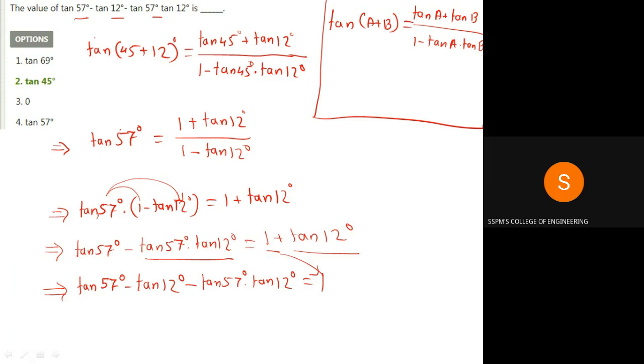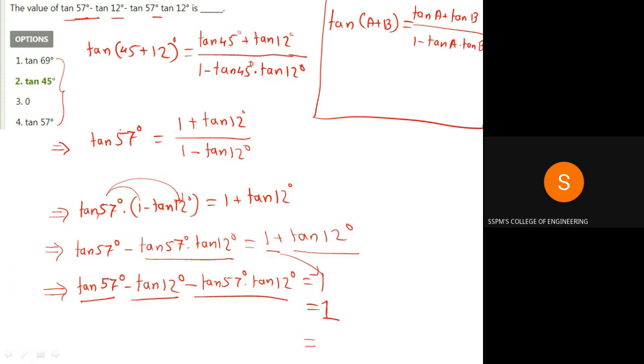So this is tan 57. Here you can see tan 57 minus tan 12 minus tan 57 into tan 12. So what is the value here? It is 1. But can you see the value 1 given in the options? No, there is no value of 1 in the options.